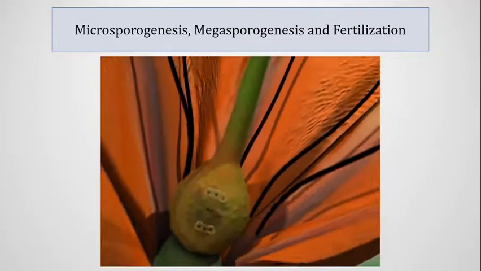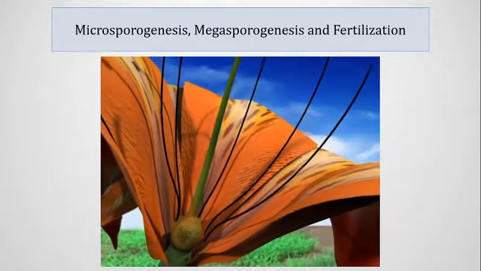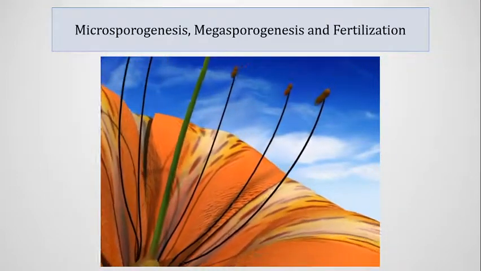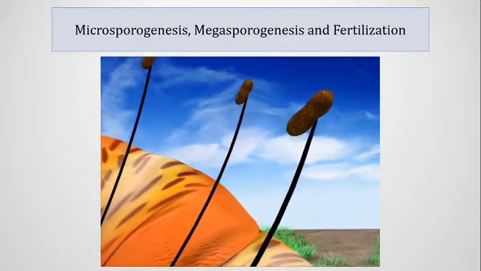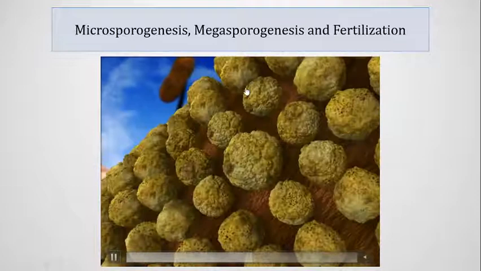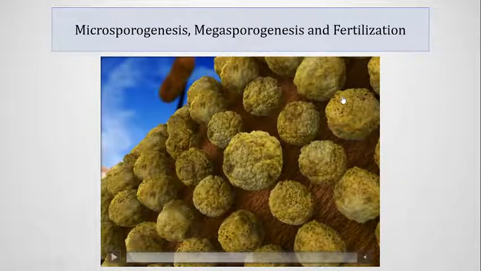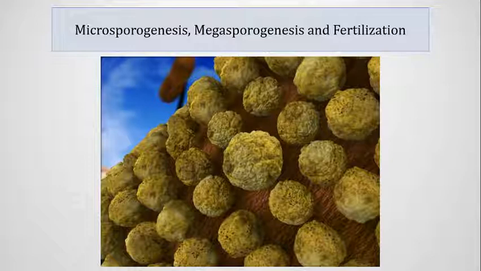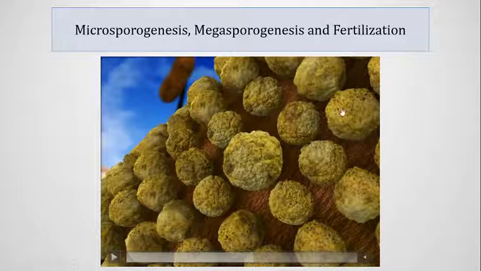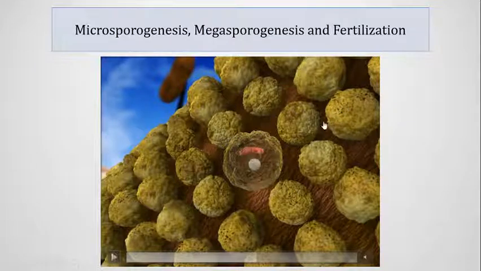Now we will talk about microsporogenesis. So inside the anther, many steps of the microsporogenesis have already taken place. So after this process, we have found numerous mature pollen cells. So we will first start from a mature pollen cell here. The pollen cell contains a nucleus. This nucleus undergoes mitosis to produce a tube nucleus and a generative nucleus, as we see in this video.